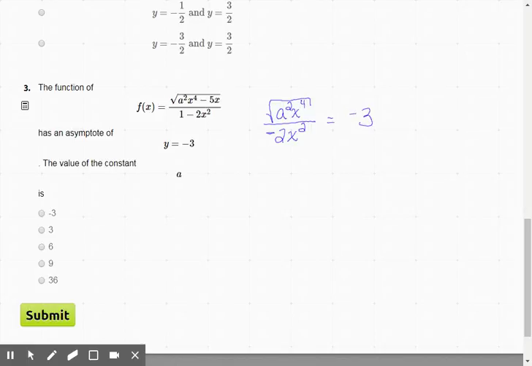So let's simplify that. I'm not doing this incredibly well mathematically, but hopefully you can get the idea here. Simplify the top. We take the square root of a squared, that's a. Take the square root of x to the 4th, that's x squared. So the x squareds cancel, so we've got a over, don't lose that negative, negative 2 equals negative 3. So if we multiply both sides by negative 2, that should mean that a is equal to 6.